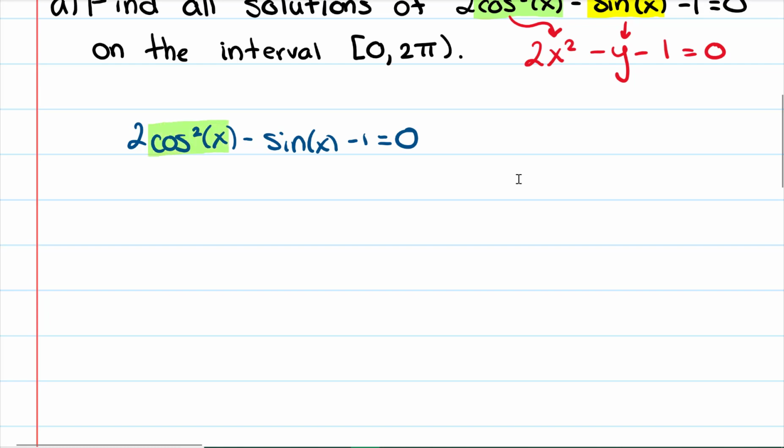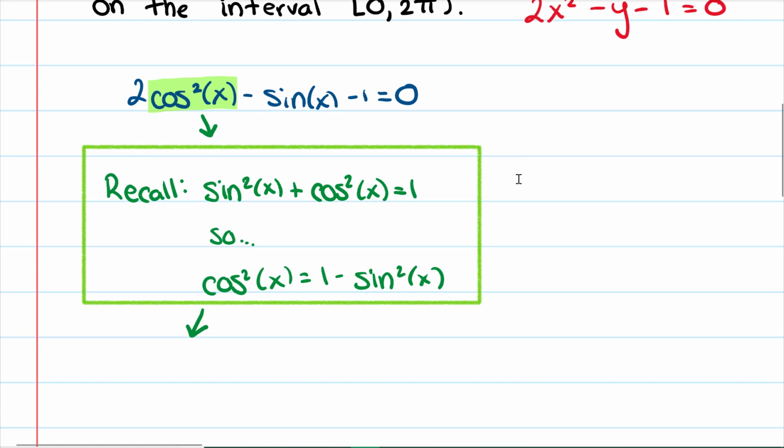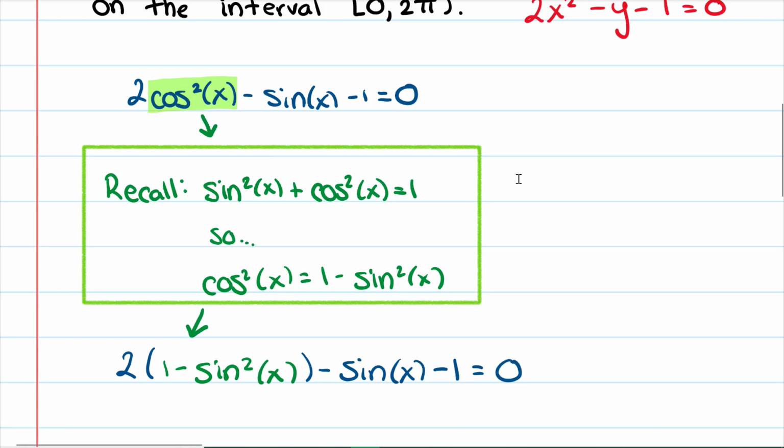Well, we know we have an identity that goes with cosine squared. So recall that sine squared plus cosine squared is equal to 1. So if we subtract sine squared from both sides, we get cosine squared is equal to 1 minus sine squared. So cosine squared is going to go in, and then as a result, what's going to come out is 2 times 1 minus sine squared minus sine of x minus 1, which equals 0. So the cosine squared went in, and a 1 minus sine squared came out.